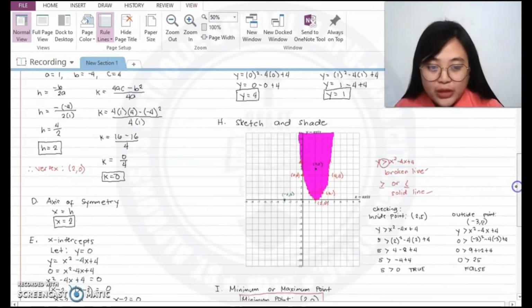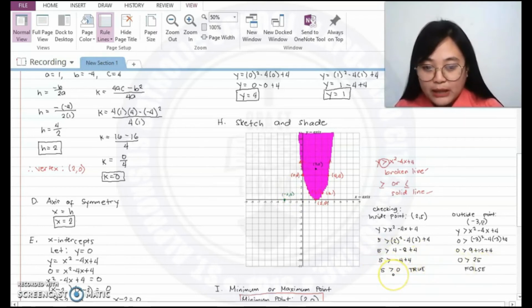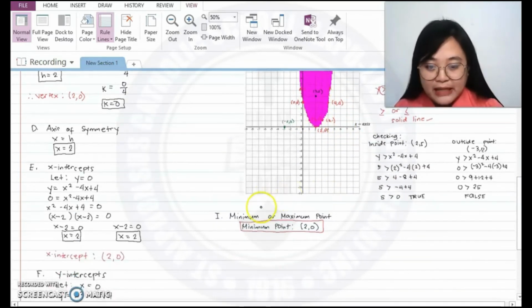After which, get one point from the inside of the parabola and one point from the outside. Then test them. Whichever gives the true inequality, that is the part you need to shade, either inside or outside of the parabola. Lastly, determine the minimum or the maximum point.